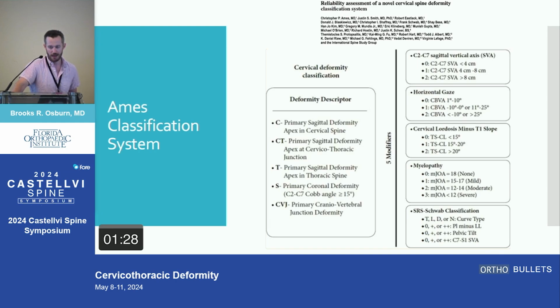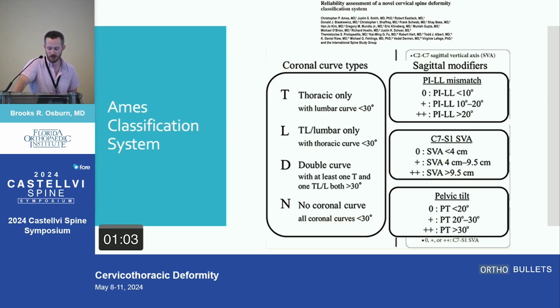This is based off of the apex of your deformity, whether it's cervical, cervicothoracic, thoracic, or sacral, or the junction. Then you have modifiers, so looking at what your SVA is, your horizontal gaze, your cervical lordosis mismatch, and whether or not they have myelopathy, and then utilizing the Schwab classification. This can be pretty in-depth whenever you're trying to describe this to another physician.